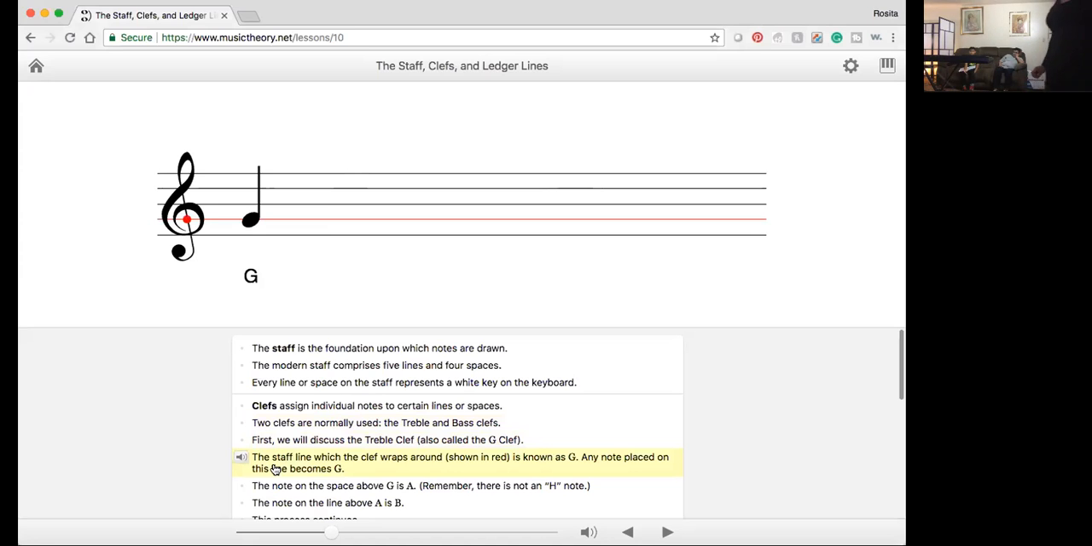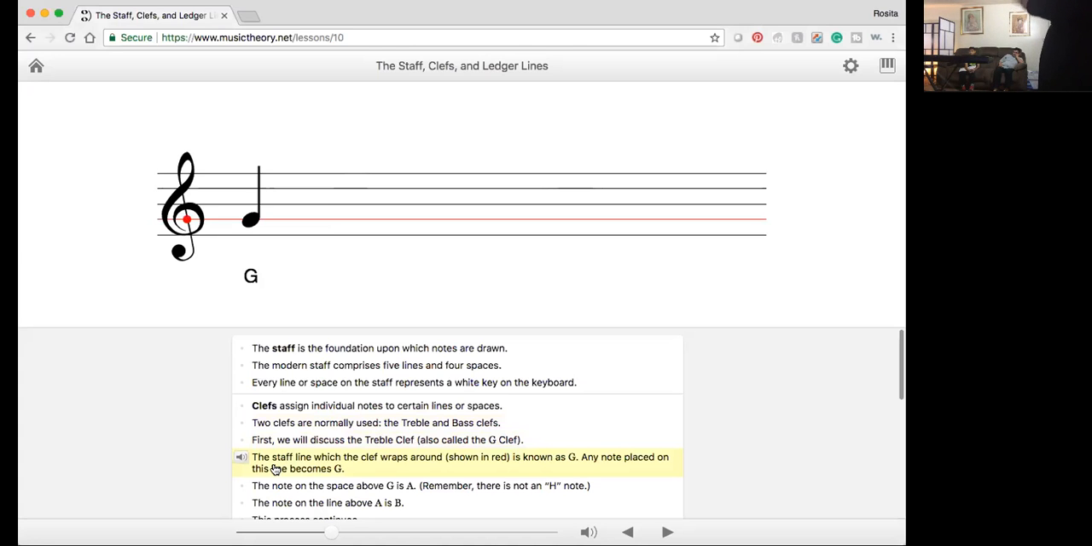Now, how does this affect piano? The higher we go on the staff, the more right we go on the piano. The lower we go on the staff, the more left we go on the piano. So they're kind of doing like a little dance. Right, left, right, left. You don't like to dance? Okay.